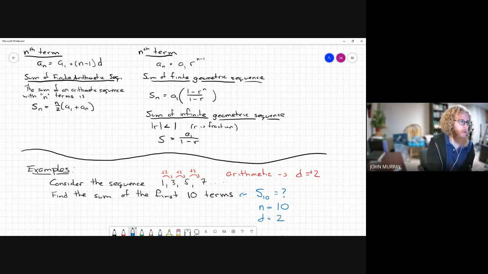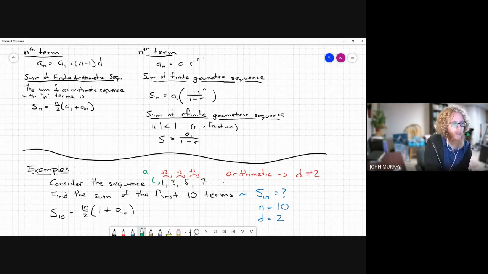Now I want to find the sum of the first 10 terms. So let's plug in what we know. S10 is equal to 10 divided by 2 times my first term, A1, which is 1, plus, well, I need to find out now what is A10. Our first term is always that first number. So I need to find the 10th term now.